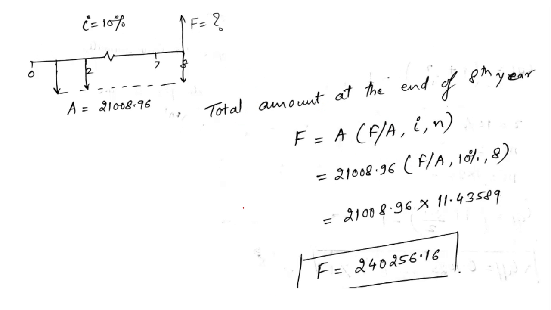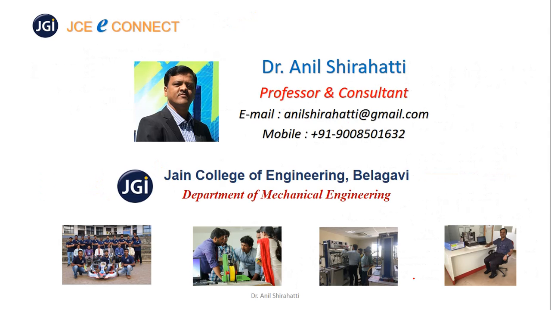Okay. Now what is happening? This is converted into a series looking like this, where A is 21,008 rupees 0.96 and I want to find the future value. So this is the relationship between F and A again. So I can write F, which is unknown, equals A into F by A, I comma N, where I is 10% and N is 8. And again this value can be found very easily using the compound interest table, that is 11.43589, and if I multiply that with A, I get a future value of 2,40,256 rupees.